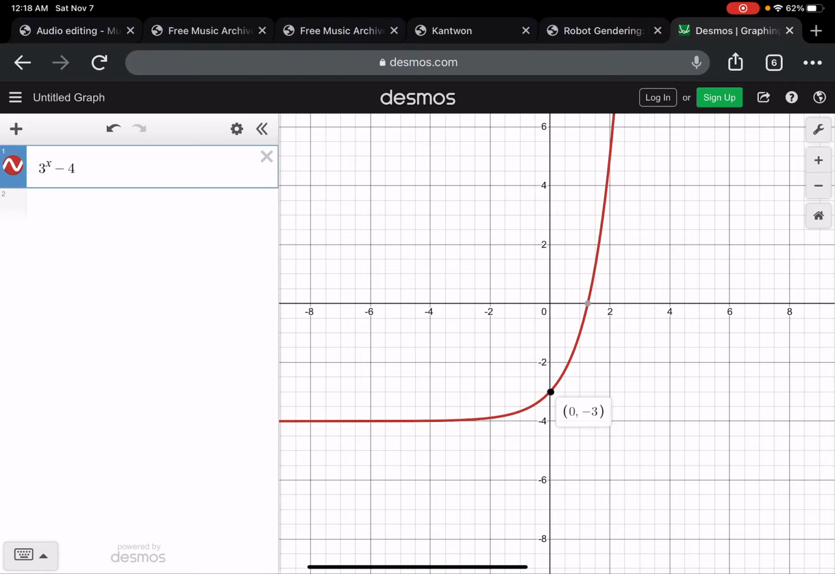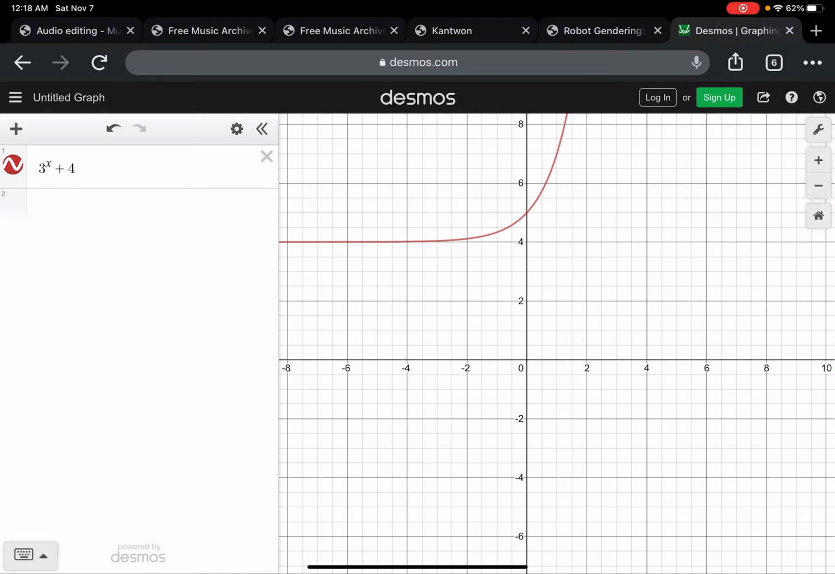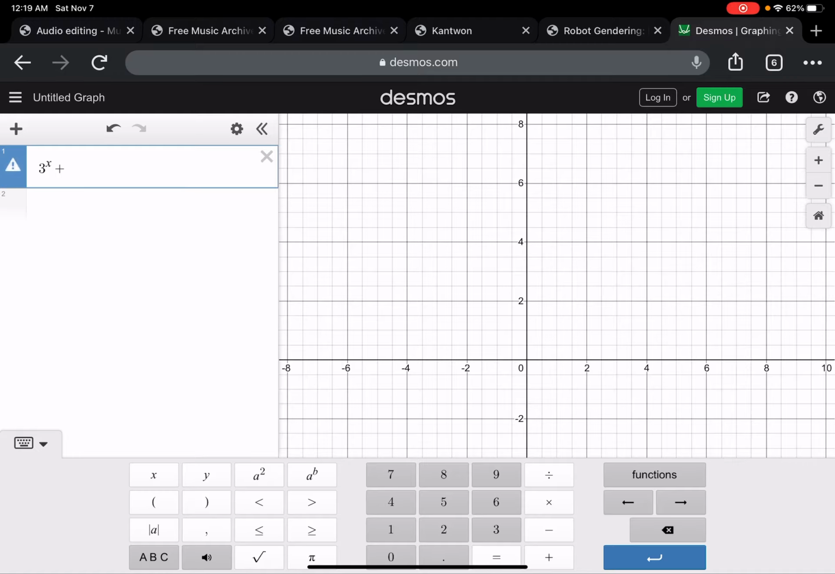By 4. All right, let's do the opposite. Let's have 3 to the x, and then we will go +4. Well, our y-intercept used to be 1, but now it's 5. So with +4, you see a shift upwards of 4. All right. So then let's see what other shifts do to the graph.